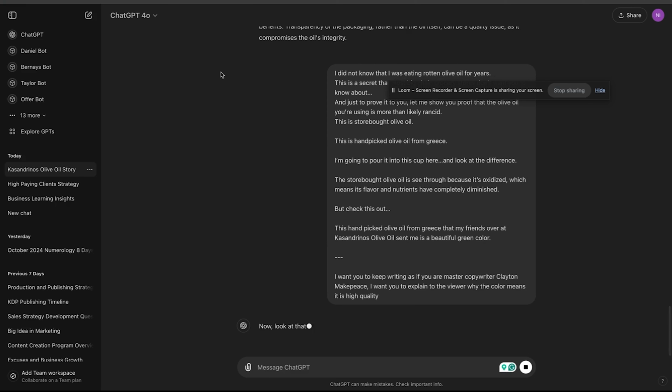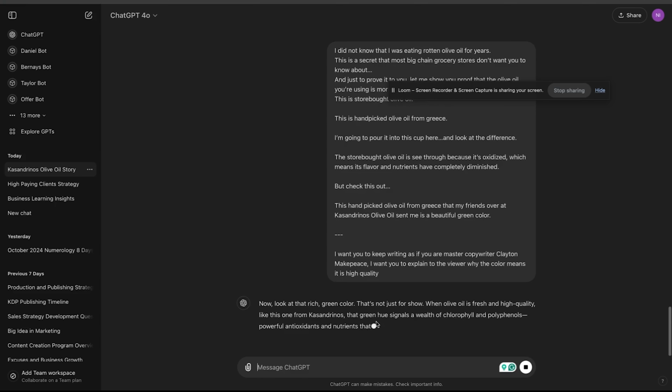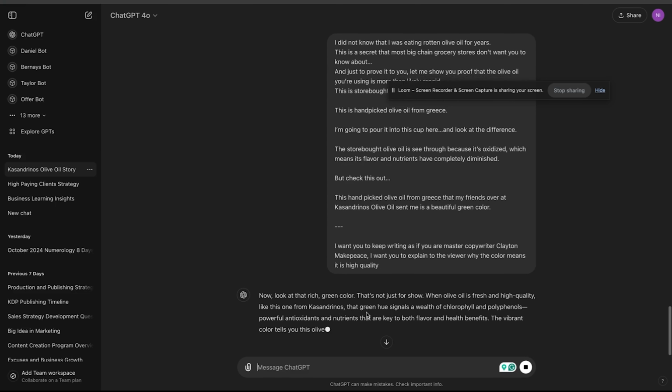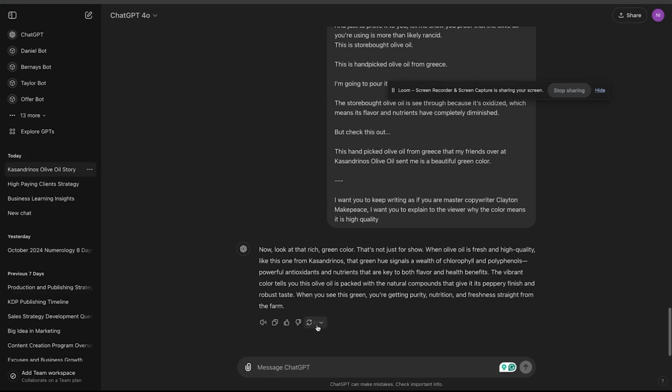Here we go. Now look at that rich green color. That's not just for show. When olive oil is fresh and high quality, like this one from Casandrinos, that green hue signals a wealth of chlorophyll and polyphenols, powerful antioxidants, and nutrients that are key to both flavor and health benefits. The vibrant color tells you this olive oil is packed with natural compounds that give it its peppery finish and robust taste. When you see this green, you're getting purity, nutrition, and freshness straight from Greece.